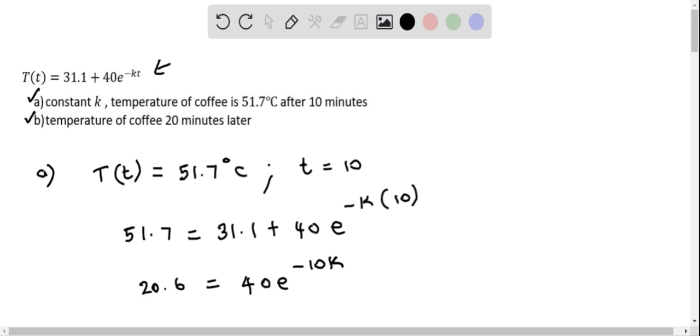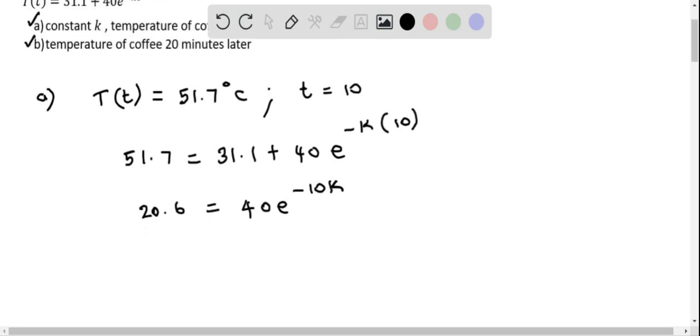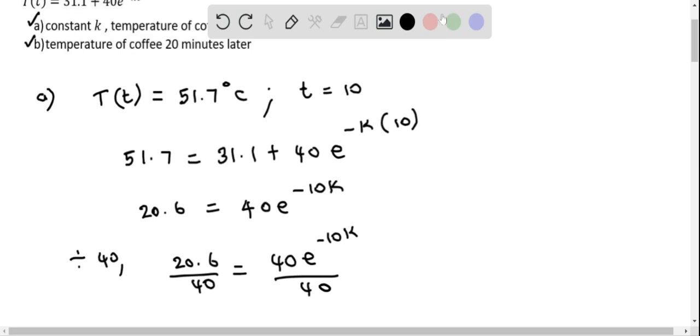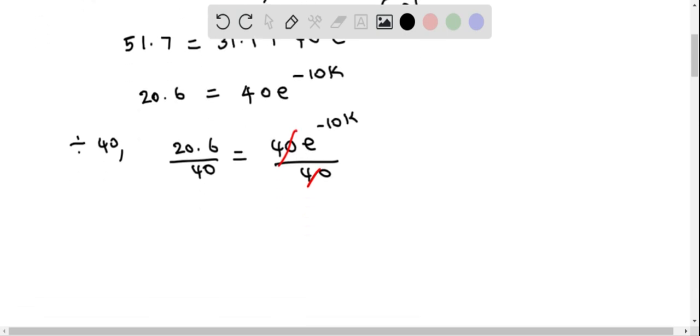Now we have to solve for k. This is an exponential equation. First we will divide both sides by 40. That is 20.6 divided by 40 equals 40e^(-10k) divided by 40. The 40 and 40 get cancelled, and 20.6 divided by 40 is equal to 0.515, and this side we have e raised to the power of minus 10k.